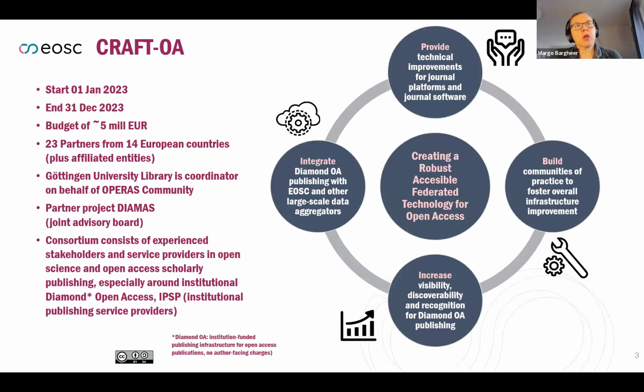So the Craft-OA project started last year in January. We are 1 year into it. I'm sorry, there's a typo. It ends by the end of 2025. It has a budget of 5 million euro. It has 23 partners. Most of them are active in publishing themselves. So we have the publishing community within our project, and we as Göttingen University Library coordinate this on behalf of the Operas community.